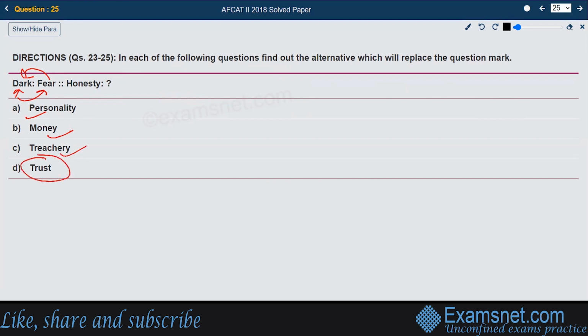If you look at trust, that can be the right answer. If I write trust here, now we can justify things. Fear comes from darkness and trust comes from honesty. If somebody is honest, then I can only trust him. So the right answer is trust, which comes from honesty. Option number D is the right answer.